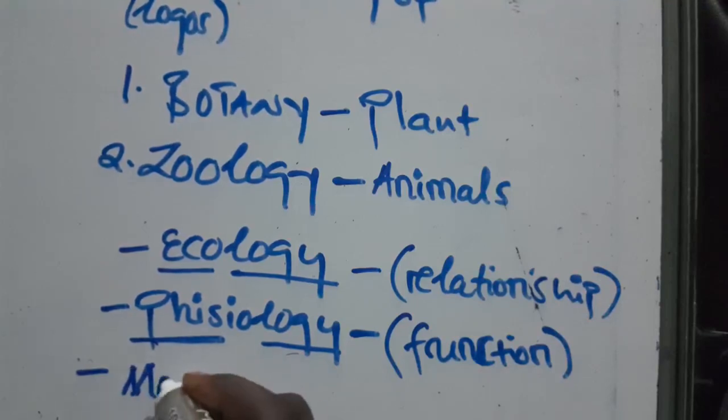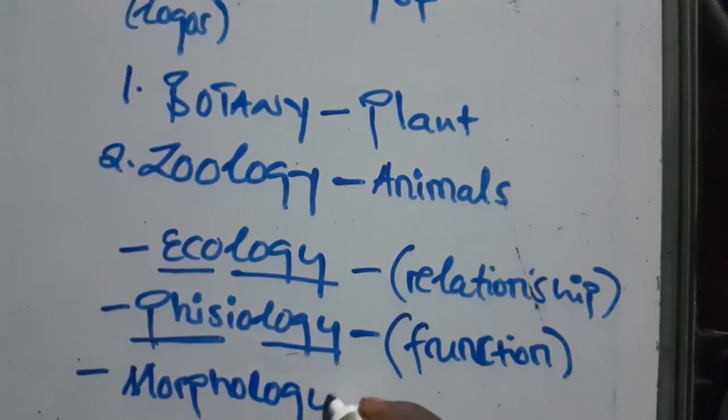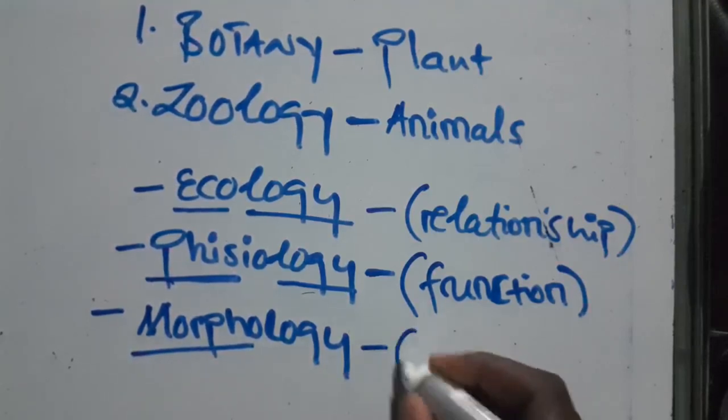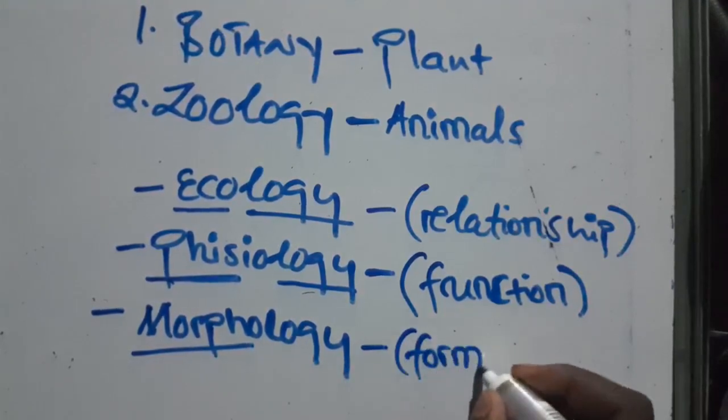Away from this, another branch of biology which we can talk about is called morphology. So this is another branch of biology. Remember, these are not the major ones. The major ones are just two, which are botany and zoology. Morphology is a combination of two words: morpho and logy. The word morpho means form, or structure.